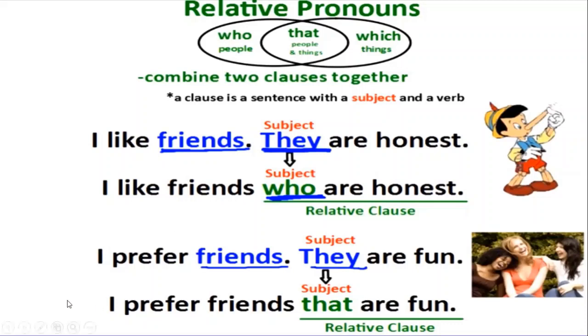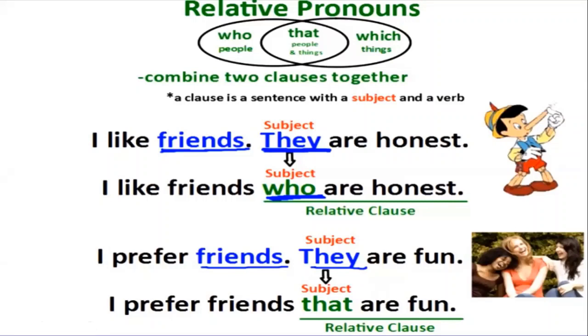Same thing here. I prefer friends that are fun. So who are fun, the friends or me? Again, the friends. It doesn't have anything to do with me, because in this case, the people that perform the action of being fun are they, right? The friends. So this is the subject one.